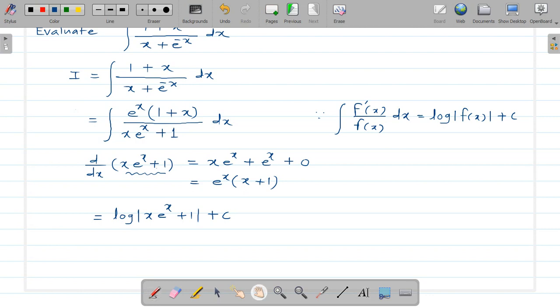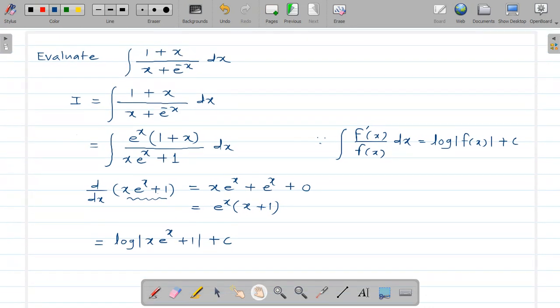So in this type, first of all we have to adjust the given integration in the required form, and then we can apply the substitution method or the corollary related to the substitution method. So this is type number 2. In type number 1, we observe f(x) and f'(x) directly. But in this case, after multiplication of numerator and denominator by e^x, we get the f'(x) upon f(x) form, and then we apply the result to get the integration as log of modulus of x e^x + 1 plus constant.